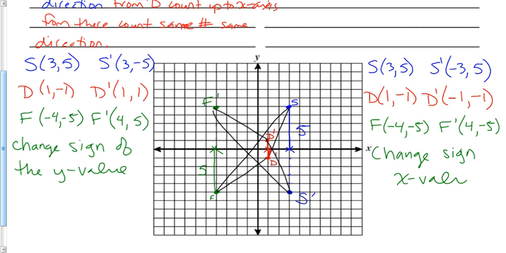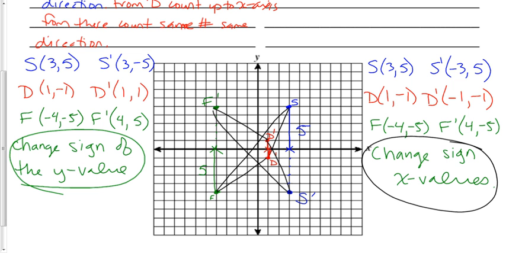Now, I prefer the counting method because I can never remember which one. So when I reflect over the x-axis, I change the sign of the y values, and when I reflect over the y-axis, I change the sign of the x values. If you can remember that, that's fantastic, and if you can't, then you can just do counting.